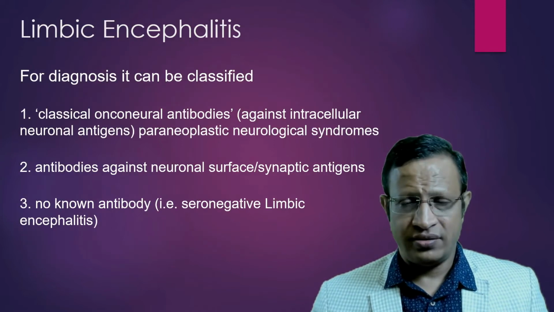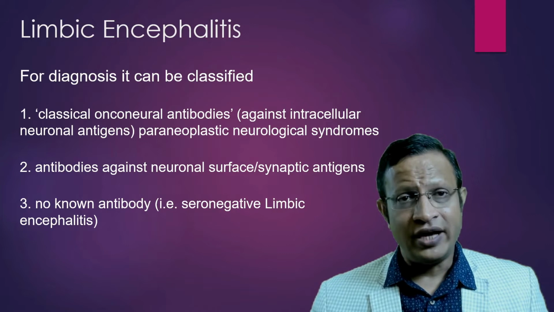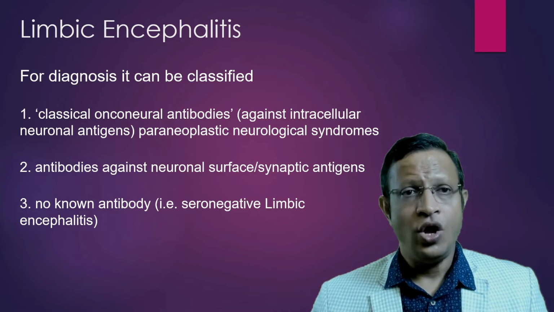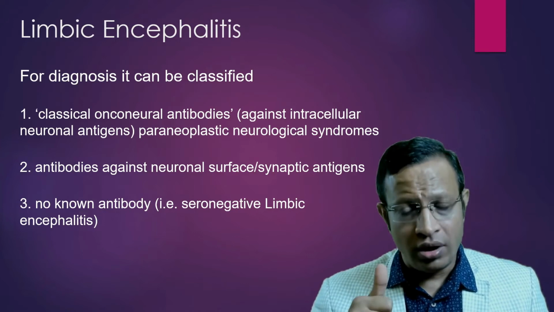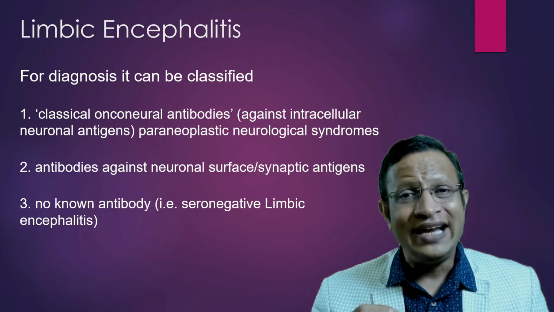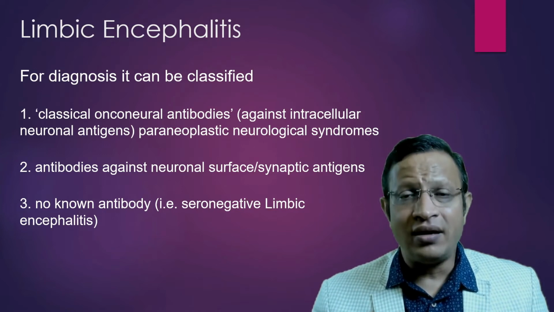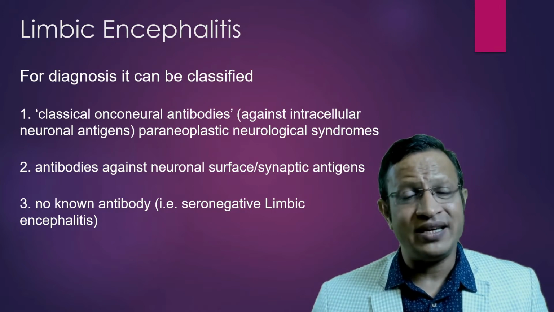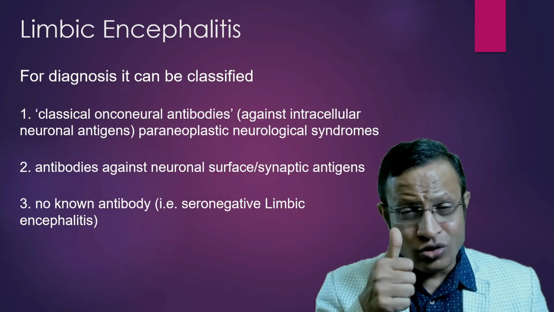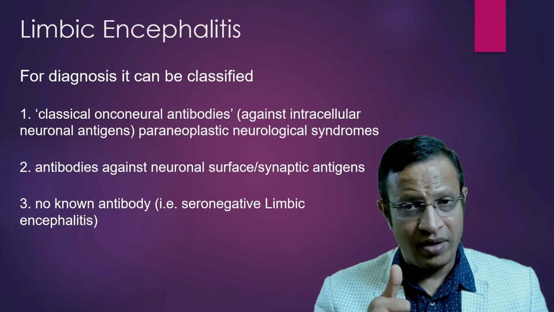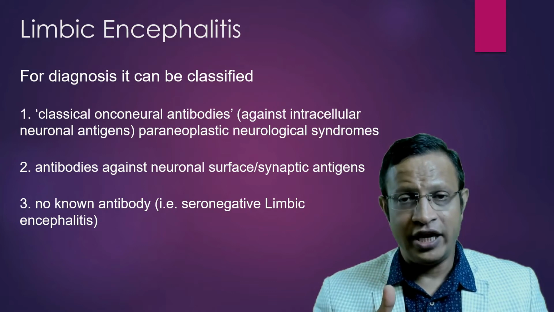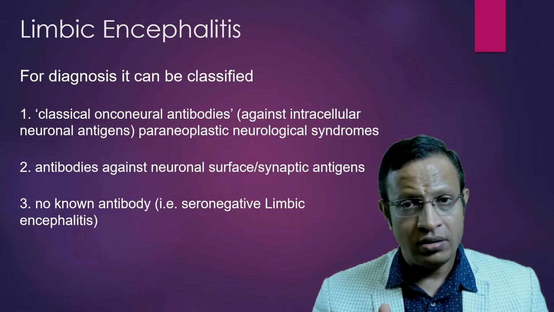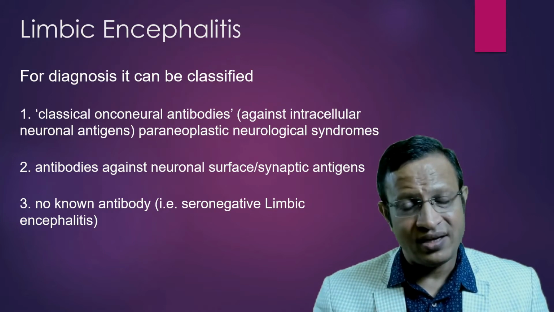So how is it diagnosed? Let's understand. For diagnosis, limbic encephalitis can be classified into three important categories. One is classical onconeuronal antibodies. Here, the antibodies are formed against intracellular neuronal antigens, and it is also called paraneoplastic neurological syndromes. That means they are associated with tumors. It may be bronchial cancer, small cell cancer of the lungs, or else thyroid, thymoma, teratoma of the ovary, and various other cancers.